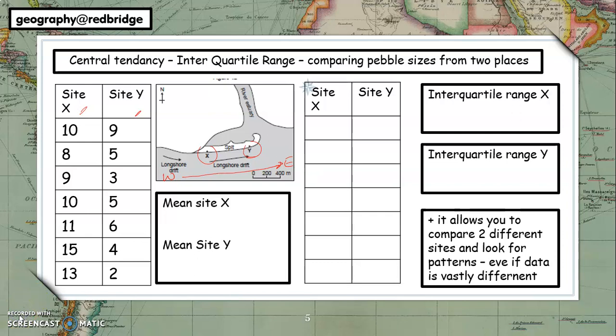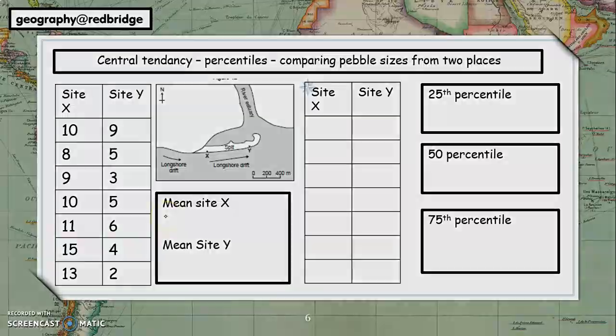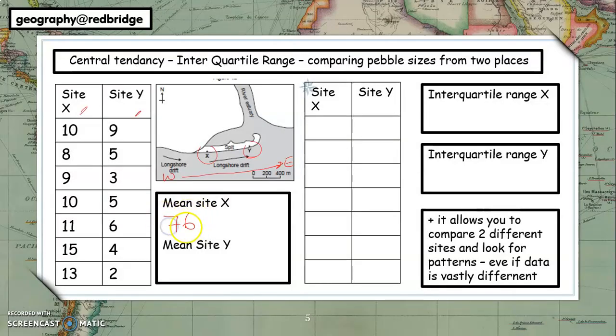Okay, so for site X, we should have the following calculations. You do 10 plus 8 plus 9 plus 10 plus 11 plus 15 plus 13, and that gives you a score of 76. Okay. So that gives us a score of 76, and you divide that by 7 because there are 7 sets of data. So divide that by 7, and that comes up with a score of 10.85. To 1 decimal point, I'm going to round that up to 10.9. Okay, and we're going to do the same with site Y.